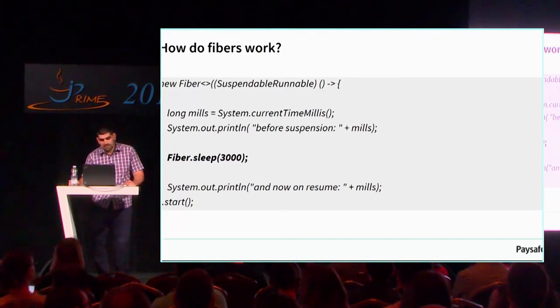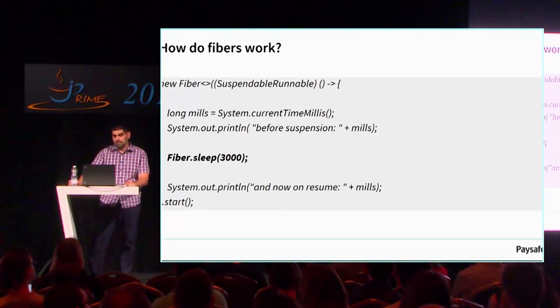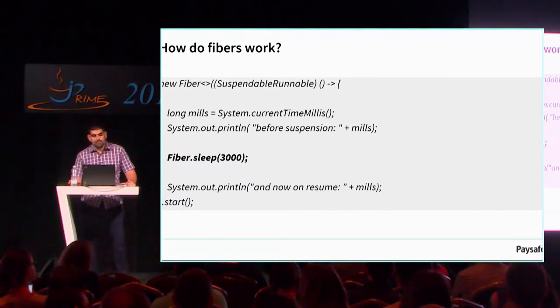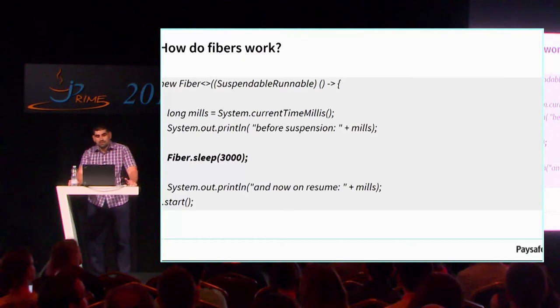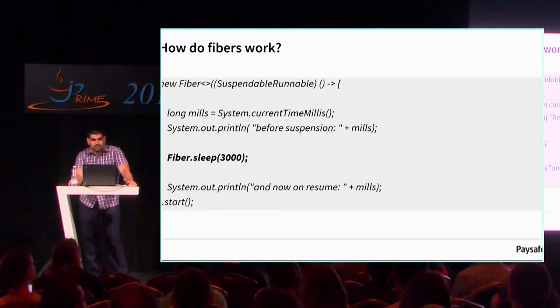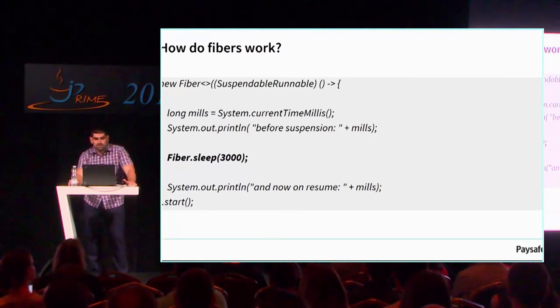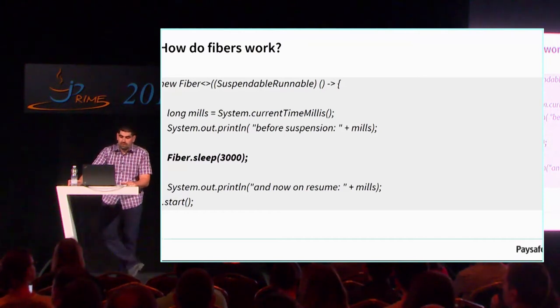So how does it work? When we call the start method of the fiber, actually, the runnable of the fiber is packaged in a standard fork join task. And this task is scheduled for execution on our fork join scheduler.